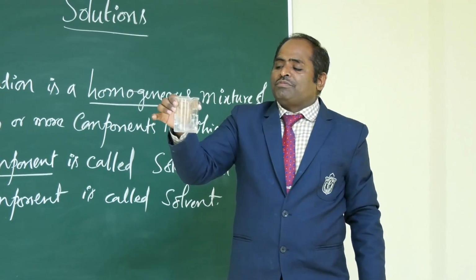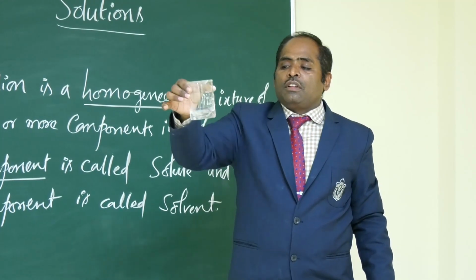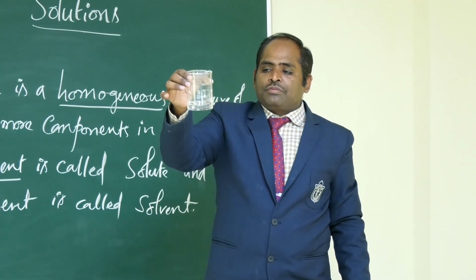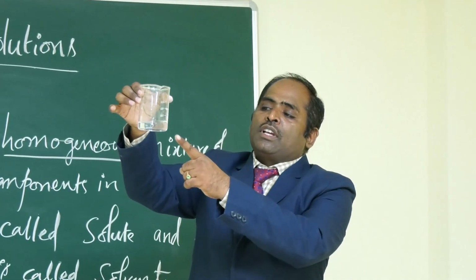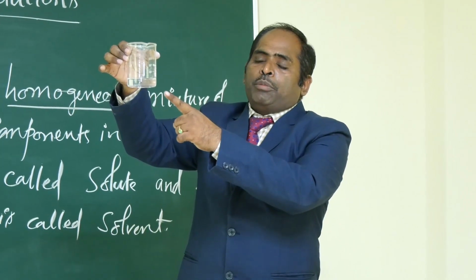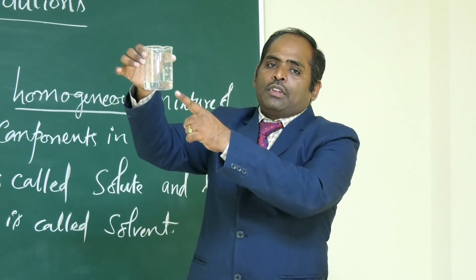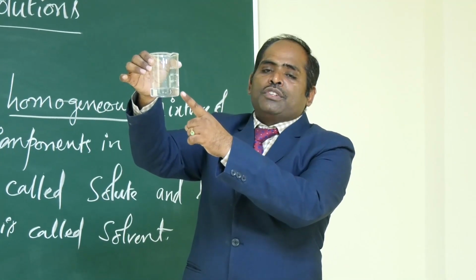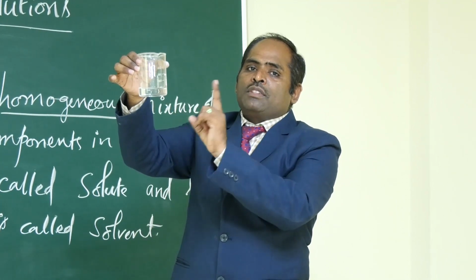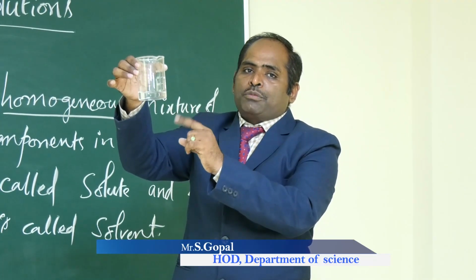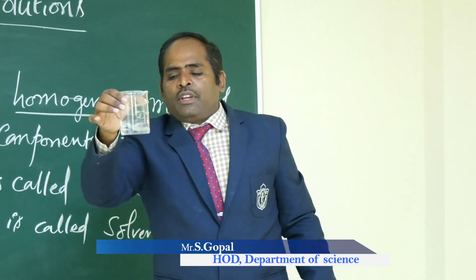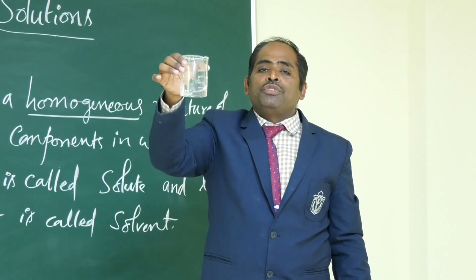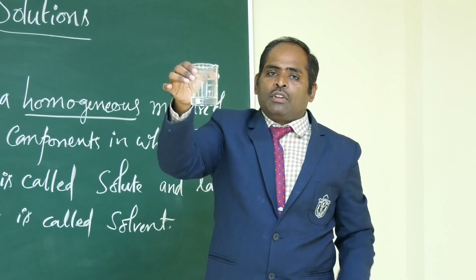If you mix the salt with water thoroughly, here you can see there is no salt now. It means the salt is already dissolved. This solution is called a homogeneous mixture. Homo means what? Single phase. If you are not able to see the salt in the solution, then that is a homogeneous mixture. Is it clear?